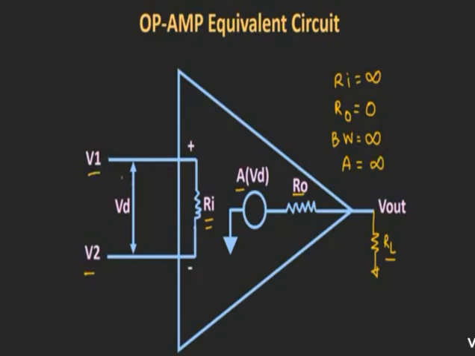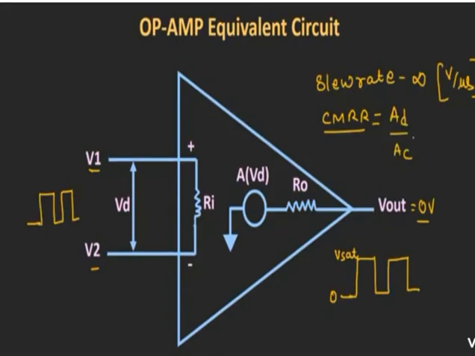If you see, the bandwidth of the ideal operational amplifier should be equal to infinity. It means it should support all the frequencies from 0 Hz to infinity. Similarly, the gain of the ideal operational amplifier should be equal to infinity. Apart from that, whenever the two input terminals are 0, that means the output of this operational amplifier should be 0.